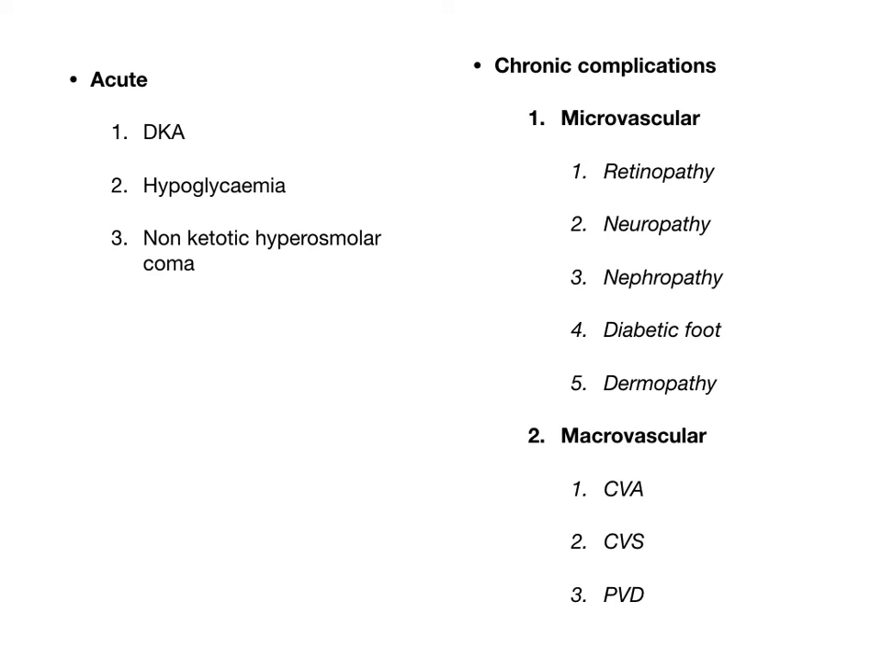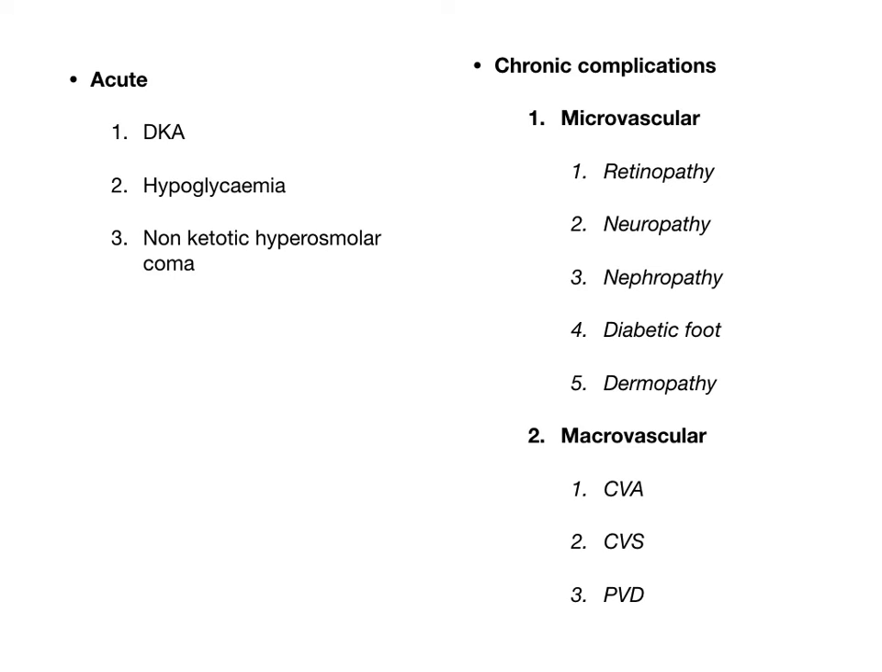Acute complications are diabetic ketoacidosis, hypoglycemia, and severe hyperglycemia, such as non-ketotic hyperosmolar coma. Just read about this. These are the acute complications of a diabetic patient. Then you have chronic complications. Chronic complications are again divided into two: microvascular complications and macrovascular complications.